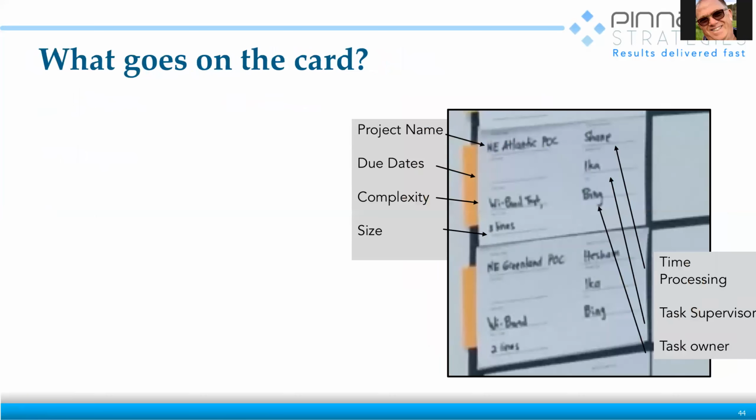So, this particular one has 7 items on the card, right? So this is the same thing. I've jumped ahead a little bit, right? Project name. Here's a due date, complexity, size. So they're looking at the projects because they've got different kinds of projects going through the process. How long do they think that it'll take? And notice it says short. It doesn't have the hours. Who owns the task? Who does the task?